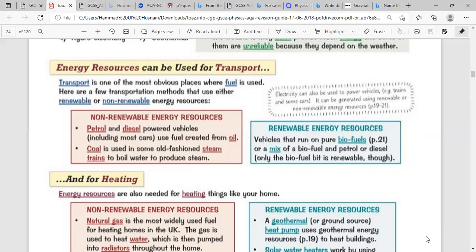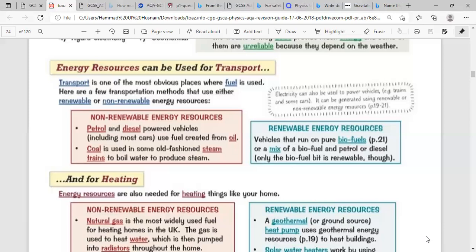Here are a few transportation methods that use either renewable or non-renewable energy resources. We can see that some of these transport modes use renewable energy resources, and some of them use non-renewable energy resources. Petrol and diesel powered vehicles use fuel created from oil, so this is a non-renewable energy resource. It means that those vehicles which run on petrol or diesel use a non-renewable energy resource.